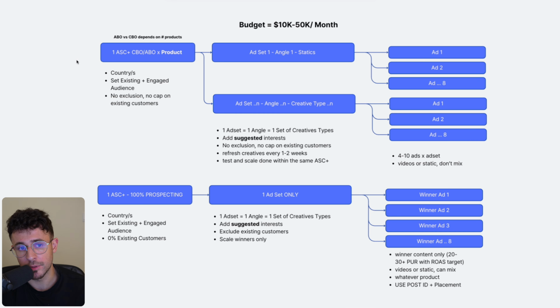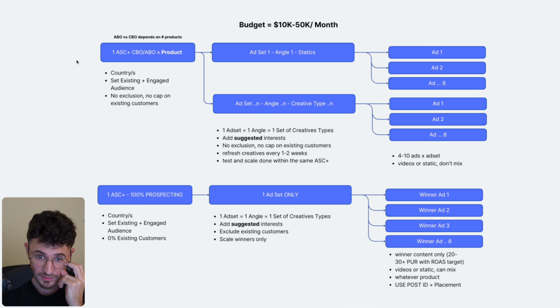That's why we do unlimited production when we do ads ourselves for our clients. This is how we save costs and can scale faster. But if you can't, because you have a team to pay and you need to pay more per number of creatives, then you need to consider this as well. One ad set, again, same setup, one angle, one set of creatives, test and scale done within the same Advantage Shopping Plus. And you want to have 4 to 10 ads per ad set, video or statics as well, don't mix.